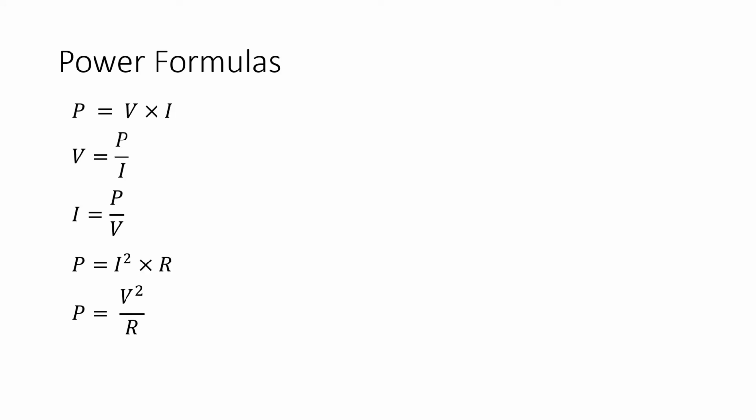So the formulas that you will need to know to calculate power and or voltage and current are P equals V times I, I equals P over V, V equals P over I, P equals I squared times R, and P equals V squared divided by R.